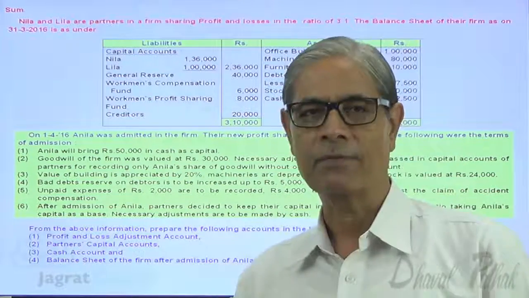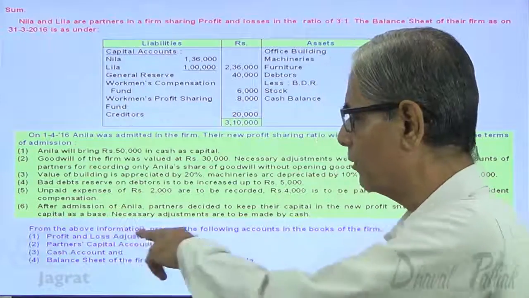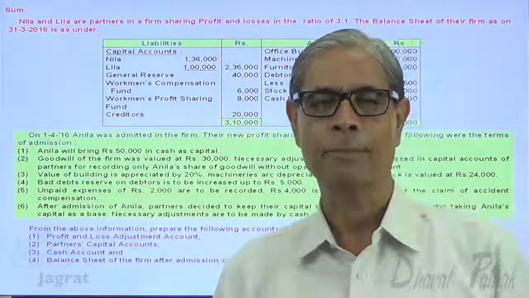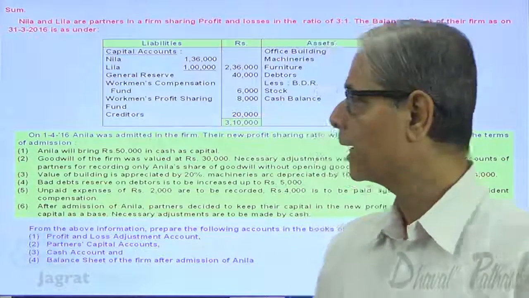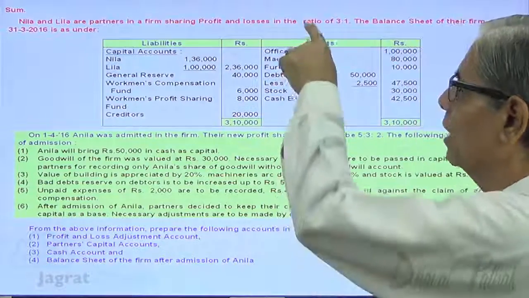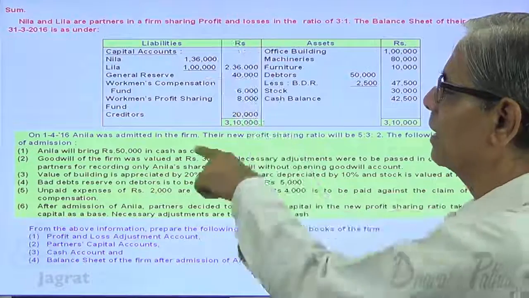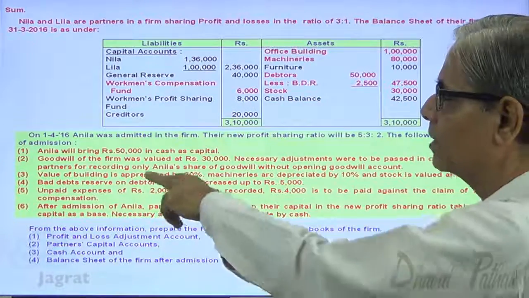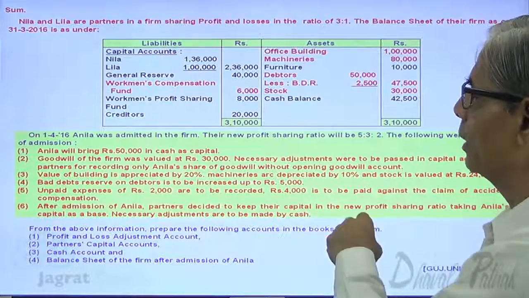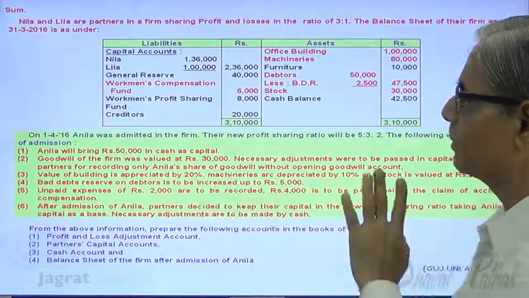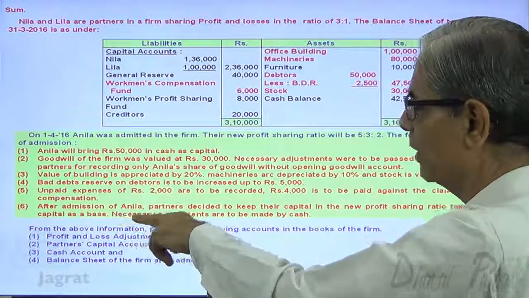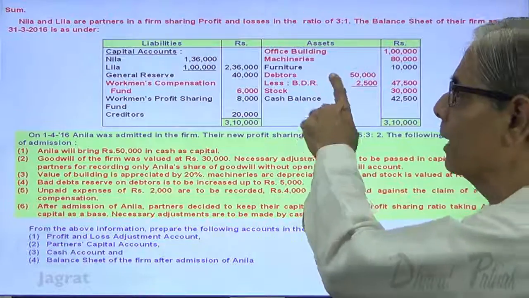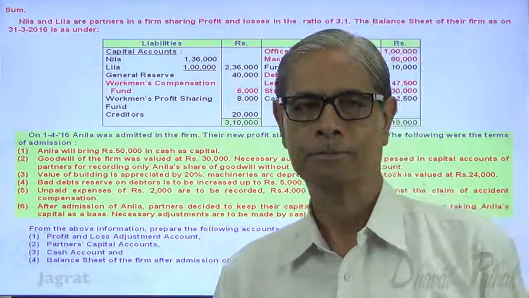Now, let me start with the sum. I am required to prepare this profit and loss adjustment account, partners capital account, cash account and balance sheet after admission. Let me prepare that. But before that, let me identify the items of balance sheet subject to adjustment. So, office building subject to revaluation, machinery subject to revaluation, bad debt reserve, stock are the subject of revaluation, workman compensation fund, there is a liability against it. So this is how I mark the items of balance sheet subject to revaluation.